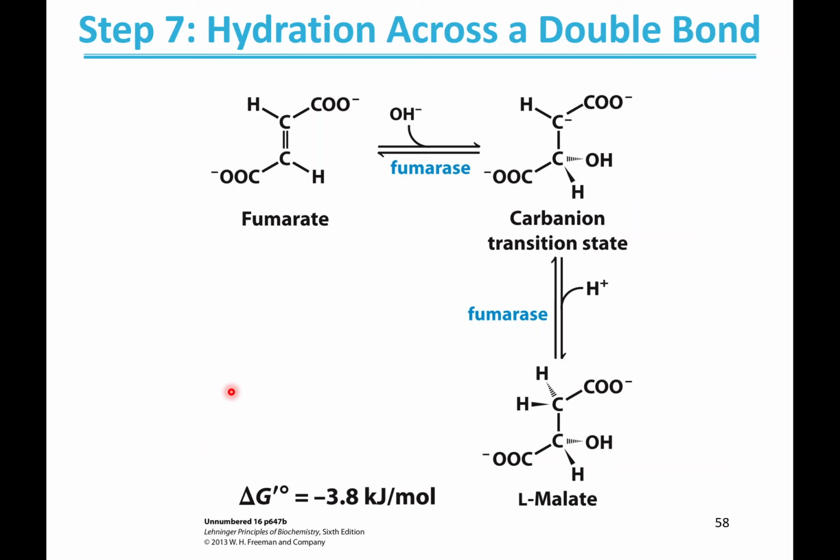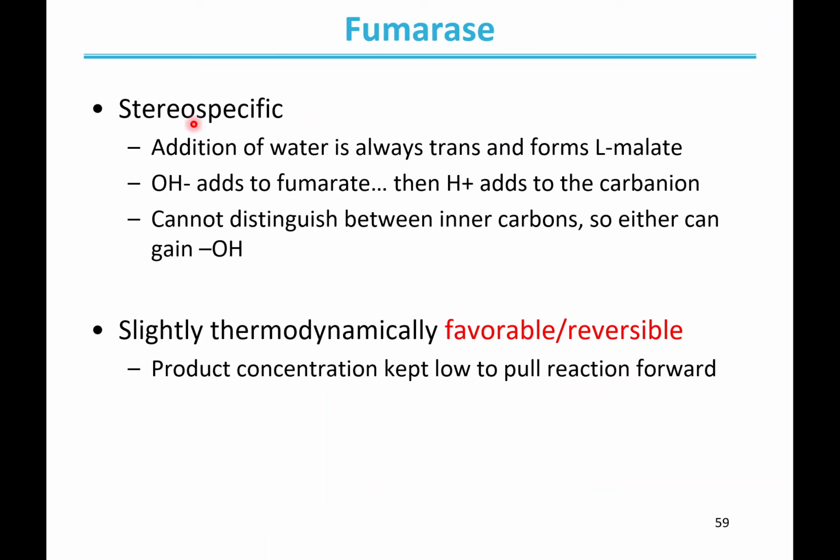All right. The next step, step 7, we have fumarate being converted into malate. What we're doing here is essentially adding water to this double bond to produce an alcohol. So fumarate is converted to L-malate by the enzyme known as fumarase. It's stereospecific: the addition of water is always trans and forms L-malate. OH adds to fumarate, then a proton adds to the carbanion intermediate.